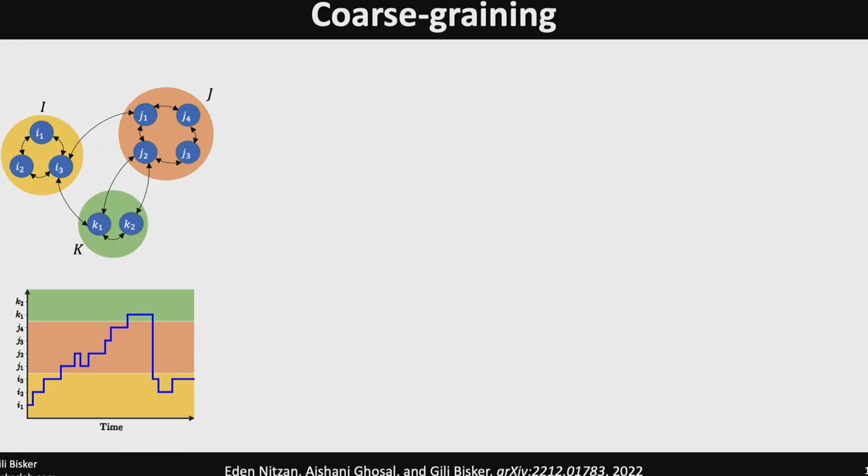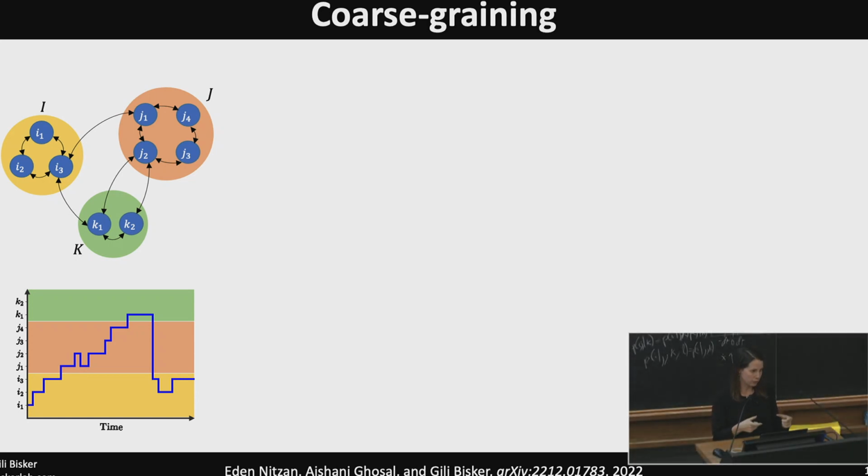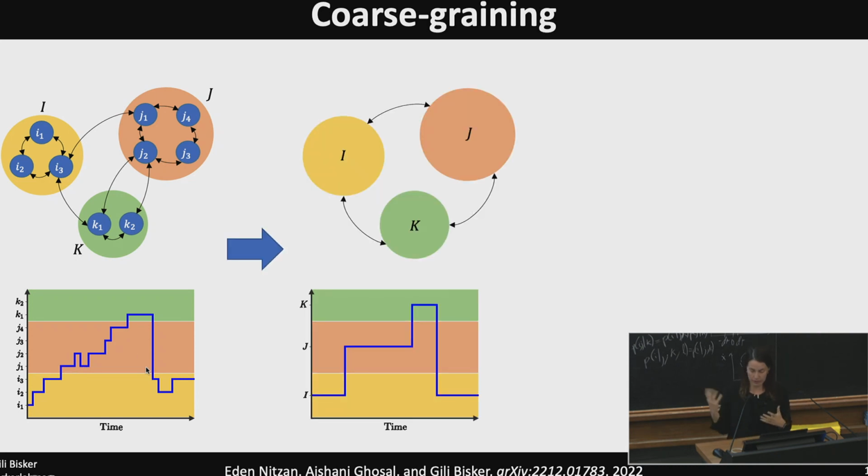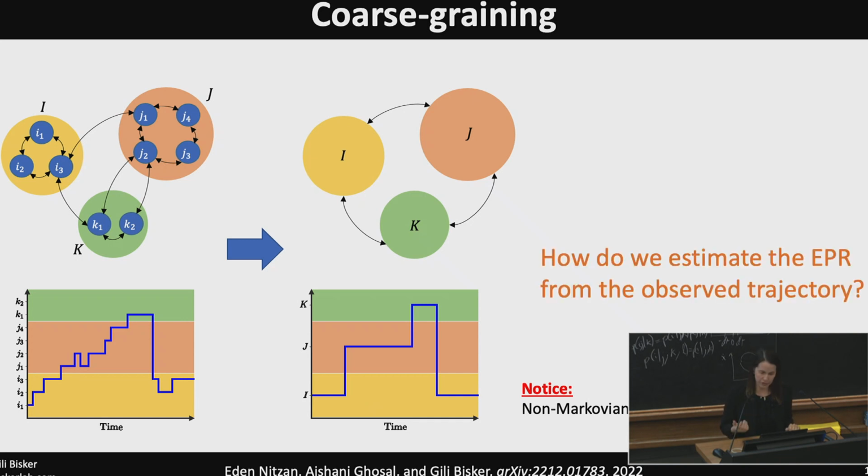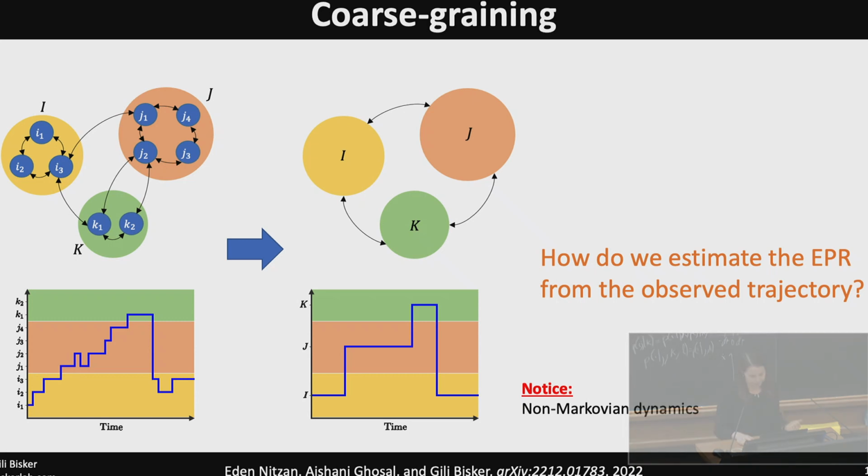Okay, so we have the general framework of coarse graining. I can have many microstates, and they can be lumped into larger macrostates, or coarse-grained states. Instead of seeing the detailed trajectories, this is what I can observe: only the coarse-grained states, for example I, J, and K, and the transitions between them. So of course, this is non-Markovian dynamics, and the question is, how do we estimate the entropy production rate from the observed trajectory?